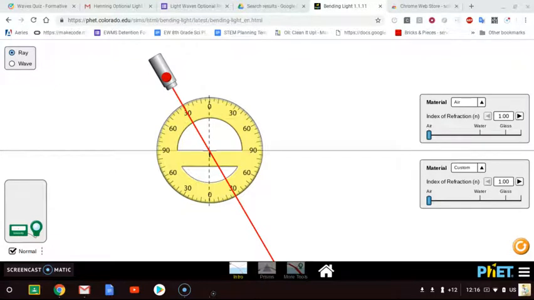All right, this screen should look familiar. This is from PhET Bending Light. It would be a good idea to take a look back at your notes from that activity, or to even take a look again at the online simulation if you want to review for the quiz.